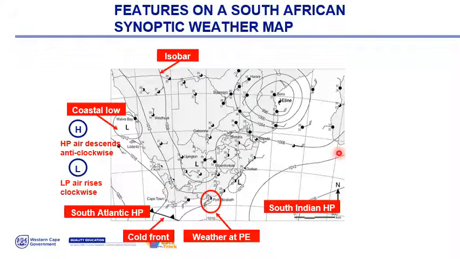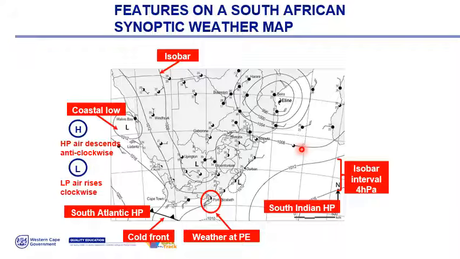Then to the east of South Africa, we find our South Indian high pressure. It's one of the three high pressure cells. So here we have our South Atlantic high pressure found off the west coast, and over here we have our South Indian high pressure found off our east coast. Again, it's just an area of high pressure, and it brings about clear sunny skies.